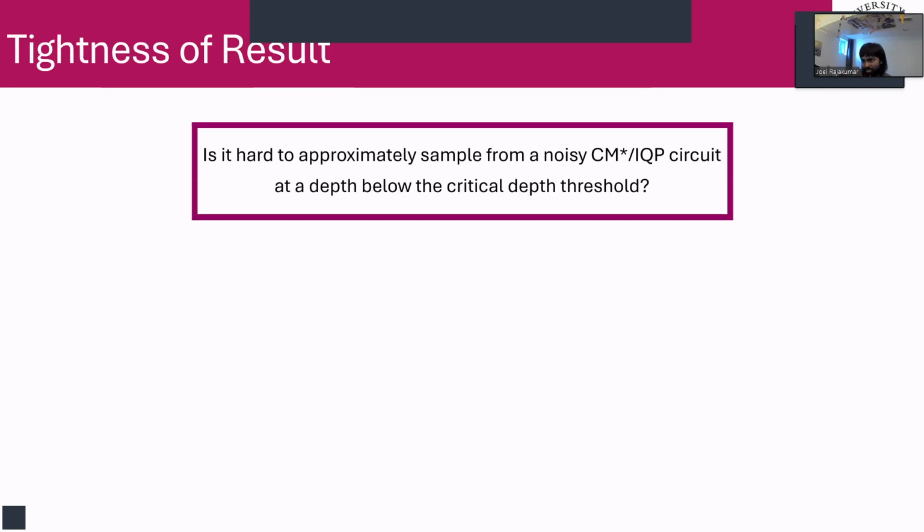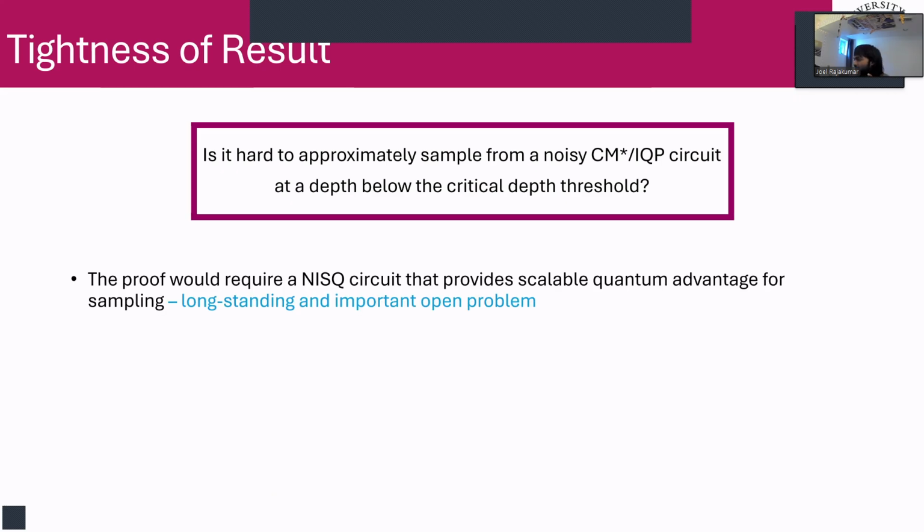As someone asked earlier, is it hard to approximately sample from a depth below this critical depth threshold? I actually think it might be true. It would be hard to prove, but if you could prove it, it would be a circuit that provides scalable quantum advantage for sampling and fits in the NISQ era. This is a good open problem to think about if you're interested. Our work tells you what you can't do, but I do think below this critical depth threshold, there might be hardness.